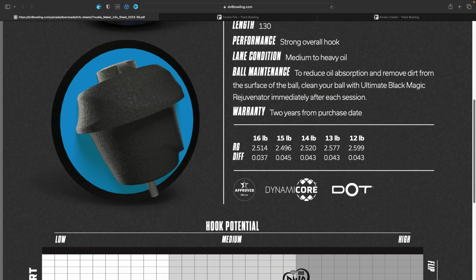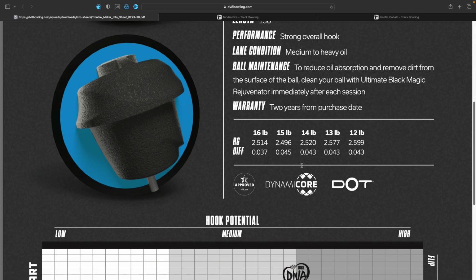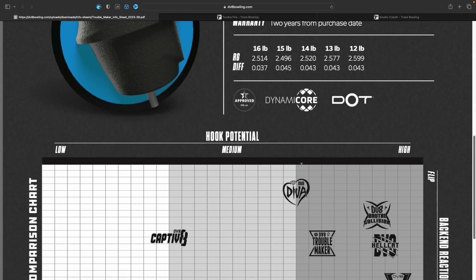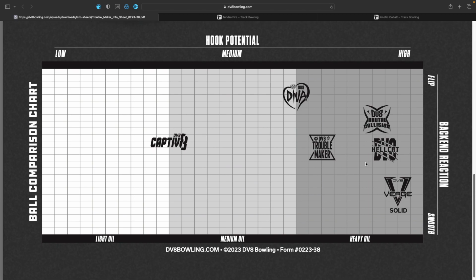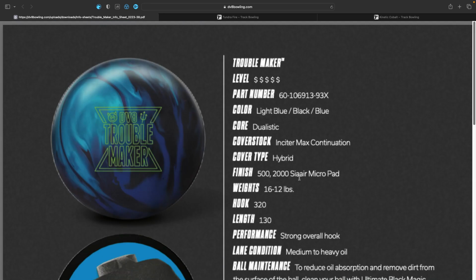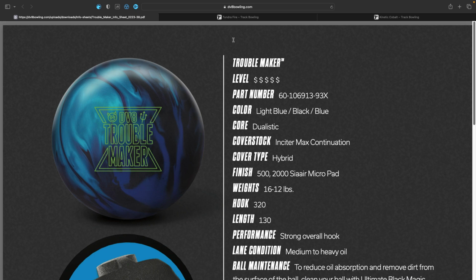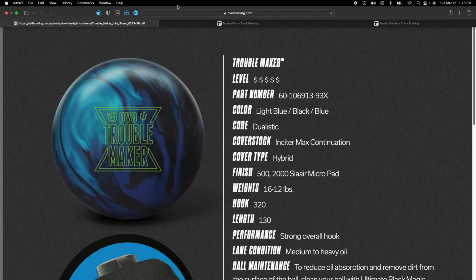And let's take a look here at the core numbers. 15 pounds, that's the one that we talk about the most. It's the most common. It has essentially a 2.5 RG and a .045 differential. So honestly, this seems kind of benchmark, and honestly, their placement here kind of says benchmark as well. Just a stronger symmetric ball.